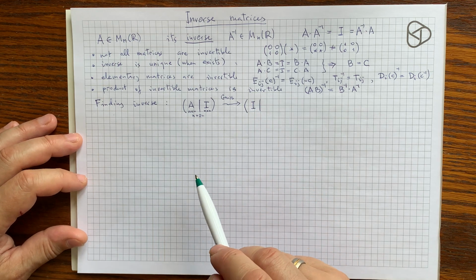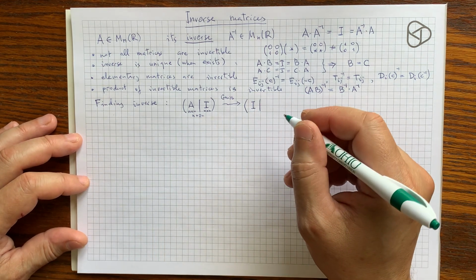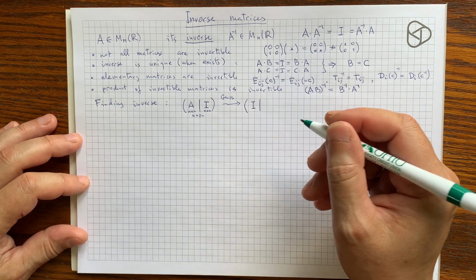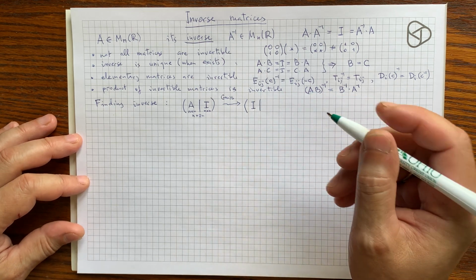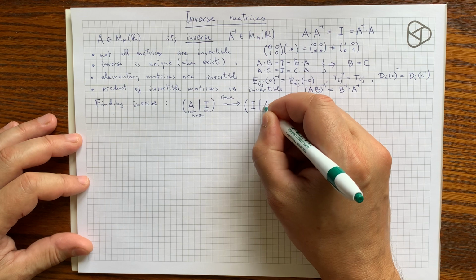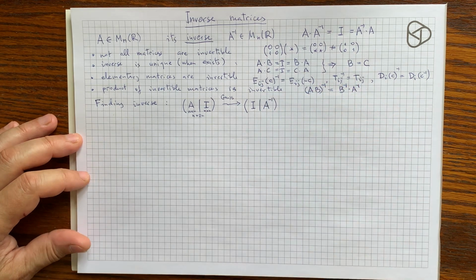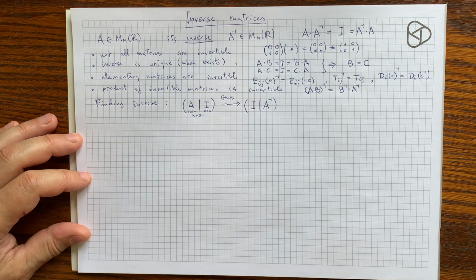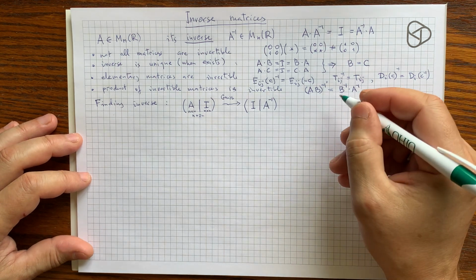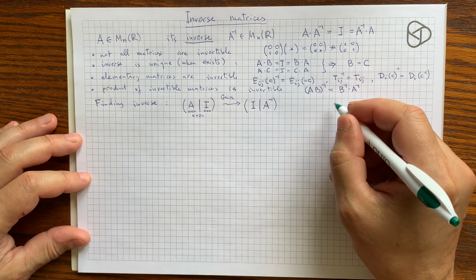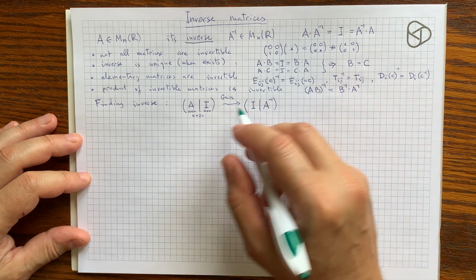There are no zeros on the diagonal, all occupied by pivots. And in the reduced form, it will be nothing but the identity matrix. Then in the second half, what we will see is the inverse. So that is the schematic presentation of the algorithm.